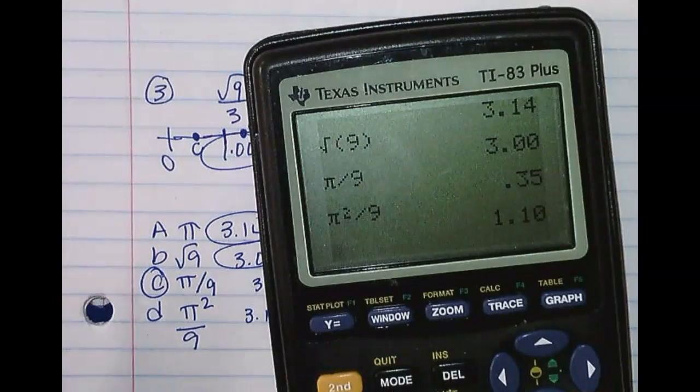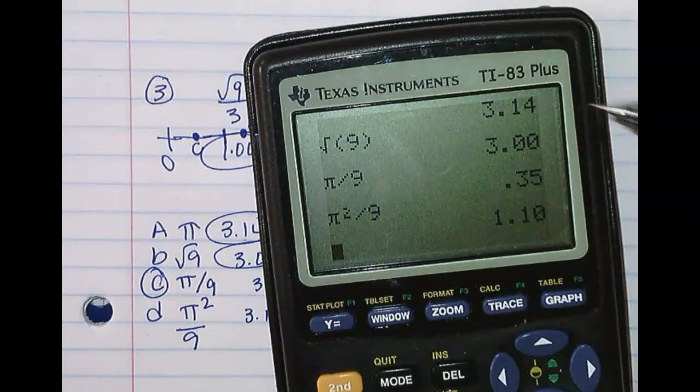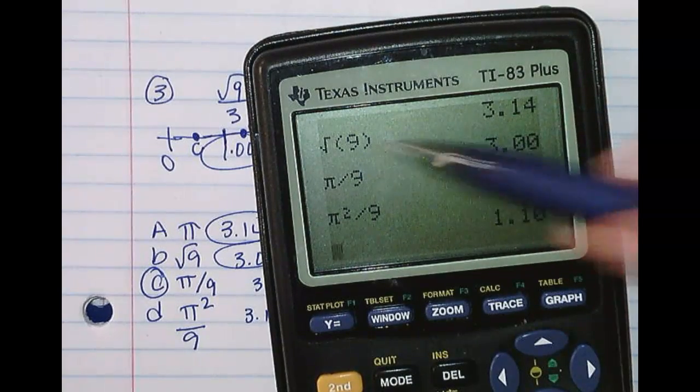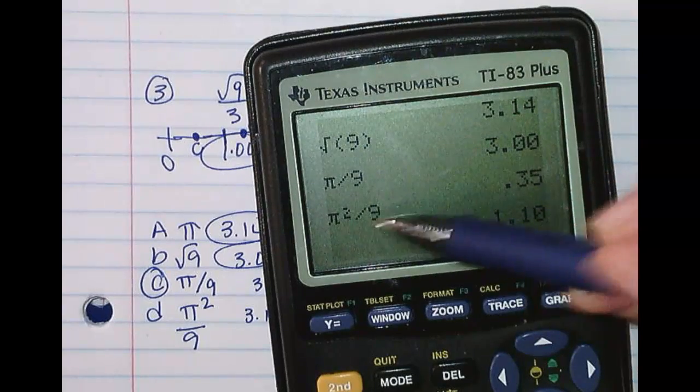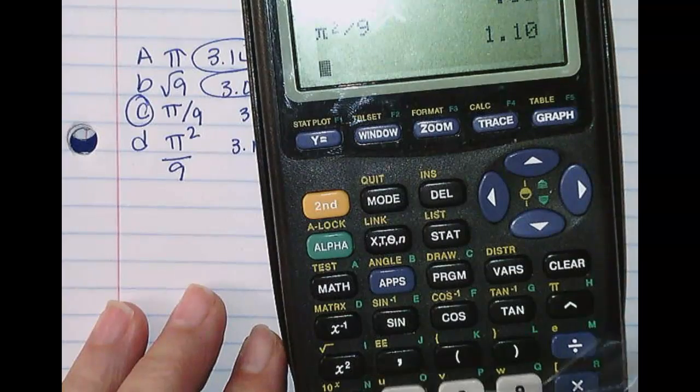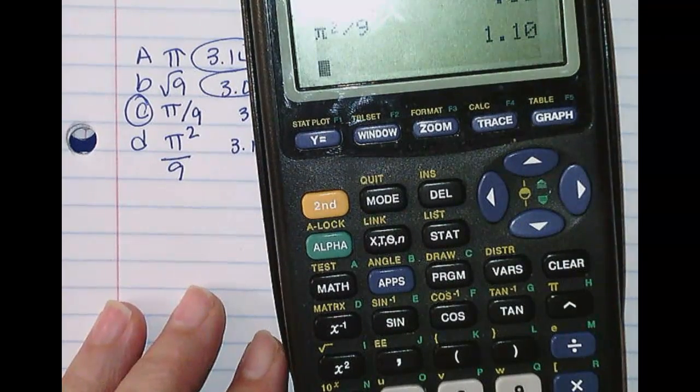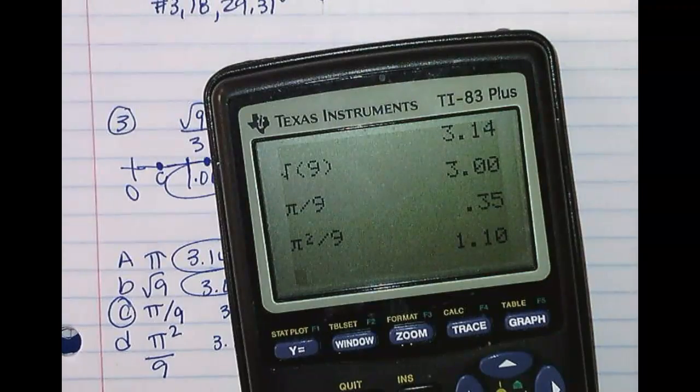By the way, there's my calculator information. So I typed in pi and I got 3.14. By the way, I'm on mode float 2. Square root of 9, close the door. Pi divided by 9. Pi squared divided by 9. And by the way, the square button is going to be right there. You can also use the caret if you choose. I didn't do parentheses. Symbols don't necessarily have to have those.